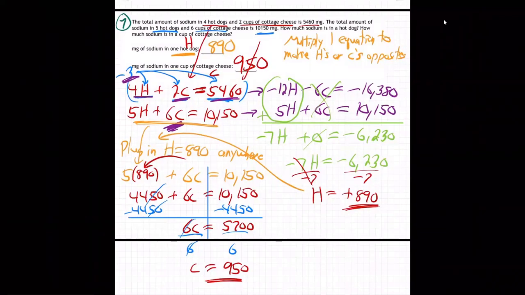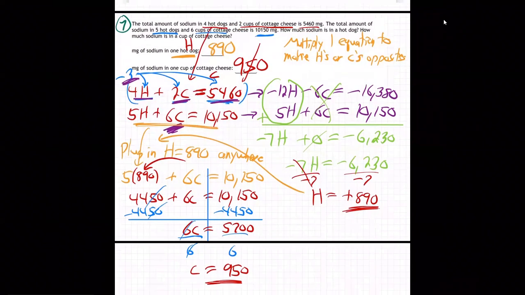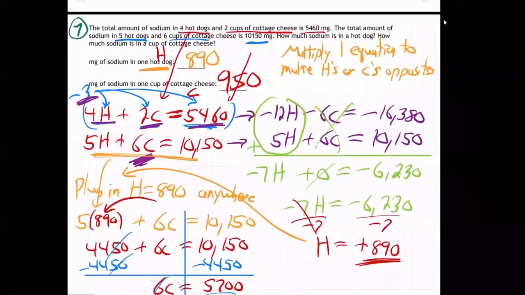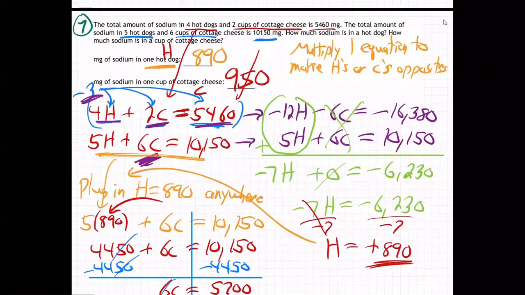So there we go. So let me recap. How did we do all that we just did? Well, I just took the two sentences and they became two equations, pretty straight ahead. 4 hot dogs, 4H, 2 cottage cheese, 5460, etc. And then with two equations and two letters, you have to multiply one equation or both, whatever it takes, to make opposites. That's the whole deal.